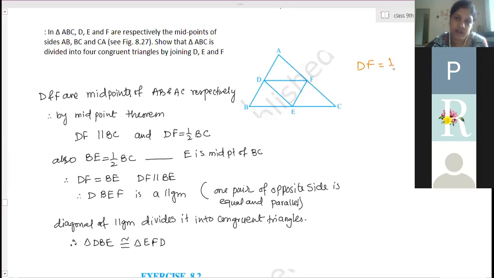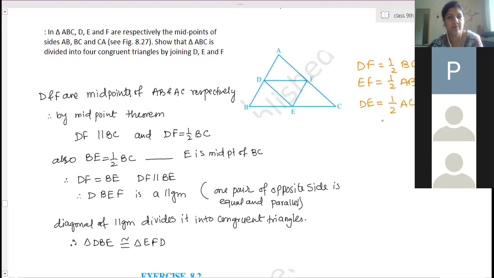So you got just now DF is half of BC, EF is half of AB. And what about DE? D and E are also midpoints. So DE will be parallel to AC as well as half of AC. Add everything. DF plus EF plus DE is equal to half in bracket AB plus BC plus AC. Is it clear? Yes, ma'am.